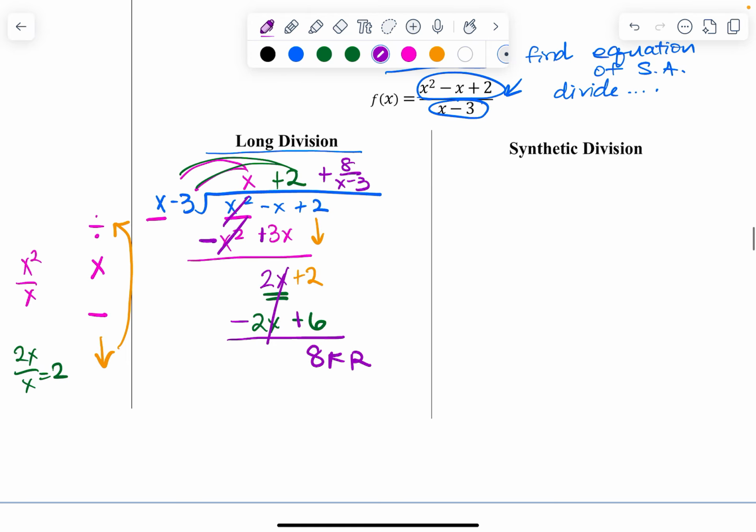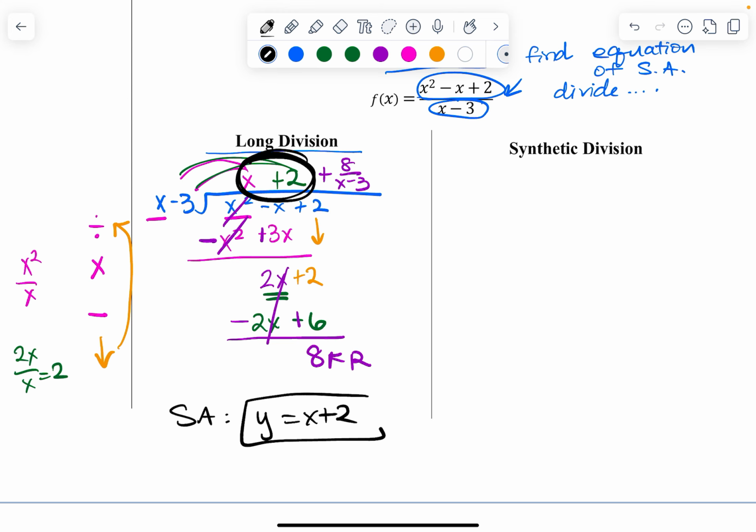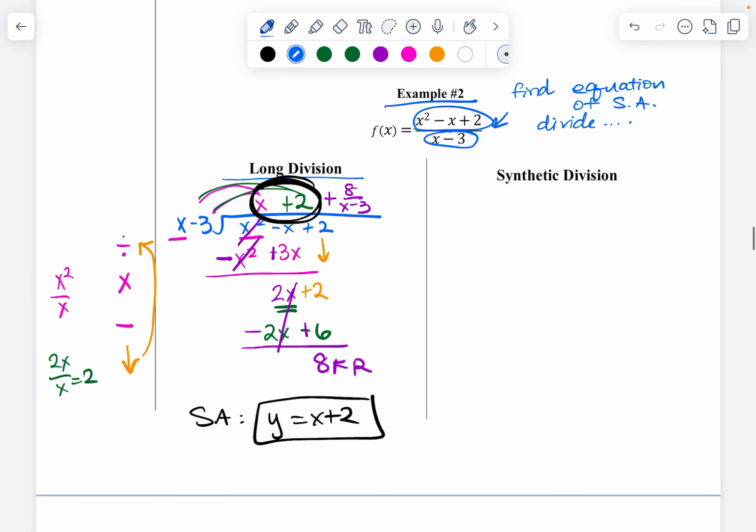When it comes to the slant asymptote, we only take the part without the remainder. So for the slant asymptote, it'll be y equals x plus 2. Disregard the remainder. Okay, so let's say, what if I wanted to do this in synthetic division?